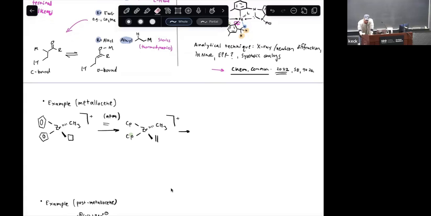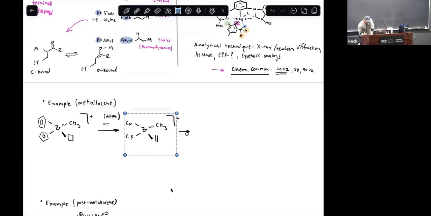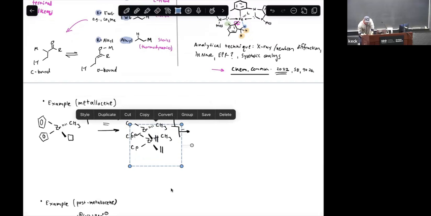And we're going to expose this to ethylene. The first step will be that ethylene binds to the open coordination site, still cationic because ethylene is an L-type ligand. What will happen next here? Oliver, what do you like? Will it do the insertion and you'll get the ethyl side chain with a high zirconium? Beautiful. Okay.